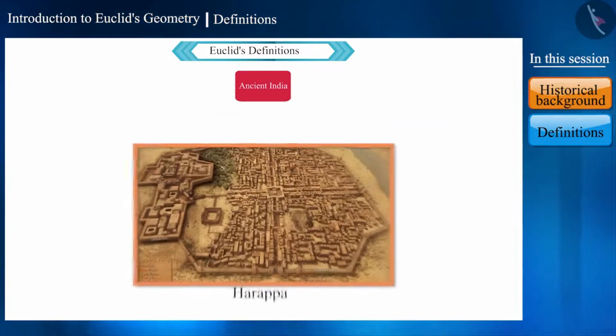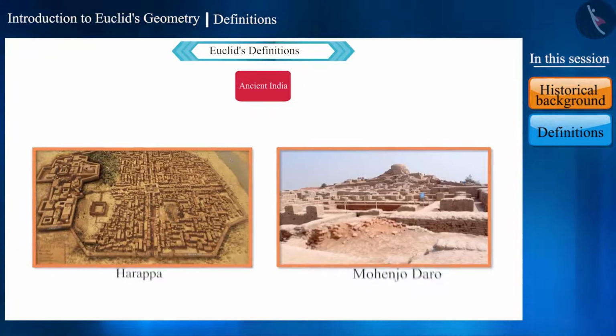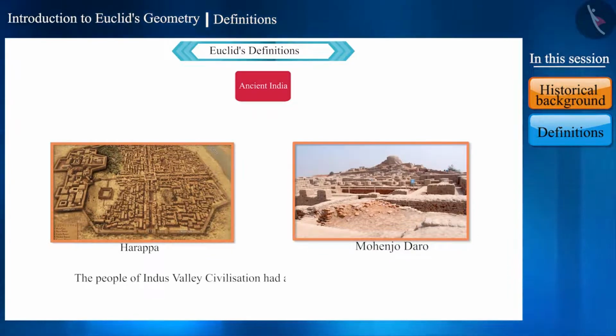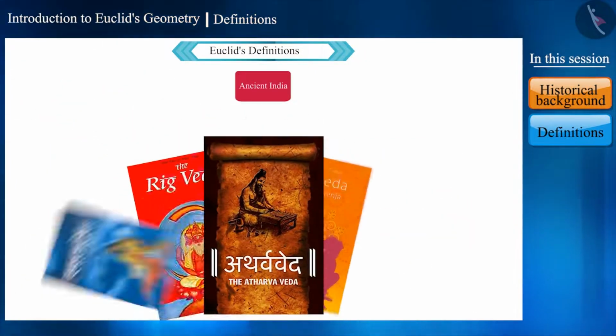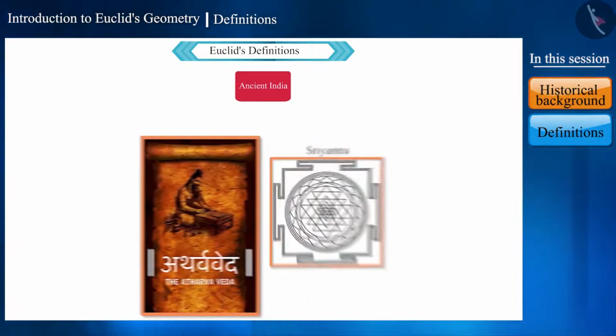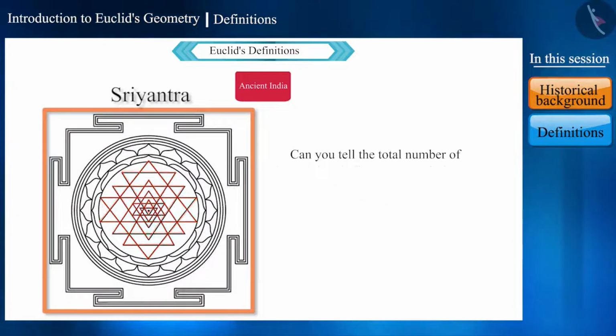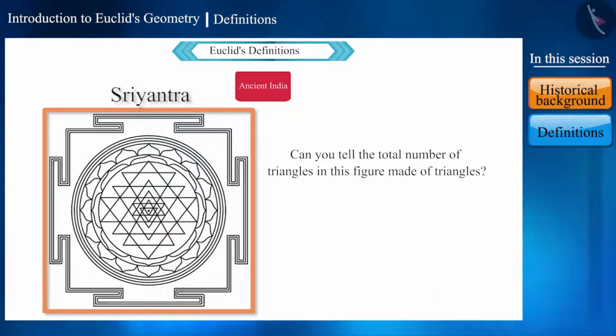And in the Indian subcontinent as well, by seeing the design and arrangement of cities such as Harappa and Mohenjo-daro found during excavation, one can realize that the people of Indus Valley civilization also had an abundant knowledge of geometry, not just by seeing, but also by reading the Vedas and scriptures. We have found evidence of knowledge of geometry. In the Sri Yantra given in the Atharva Veda, the 9 isosceles triangles connected with each other are hidden. Can you tell the total number of triangles in this figure made of triangles? These are arranged in such a way that 43 small triangles can be formed from them.